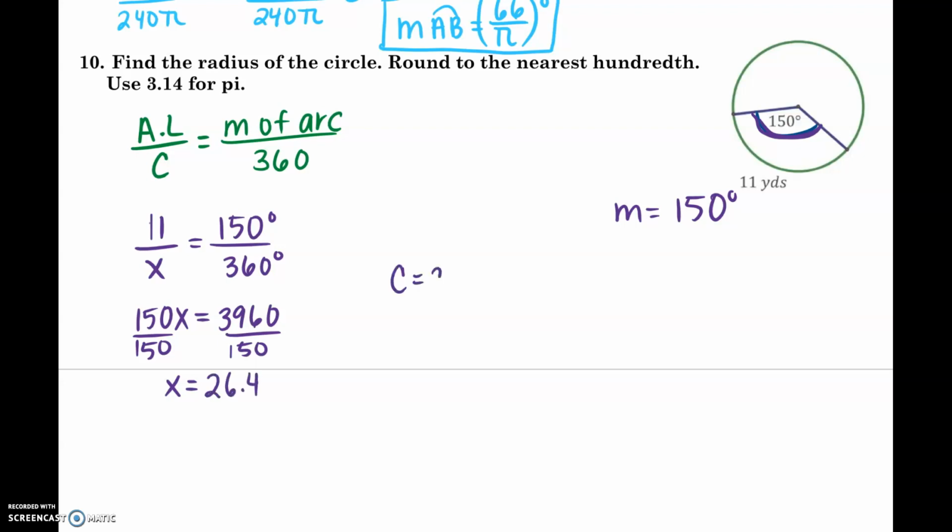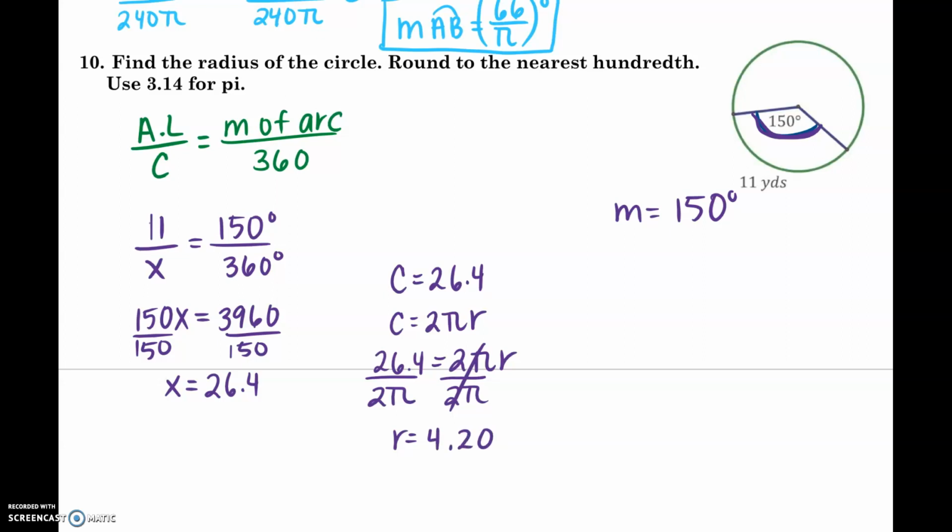So if our circumference is equal to 26.4, and we know circumference is equal to 2 pi r, we can just plug that in. 26.4 is equal to 2 pi r. We're going to divide by 2 pi on both sides to find our radius. And our radius is equal to about 4.20 yards.